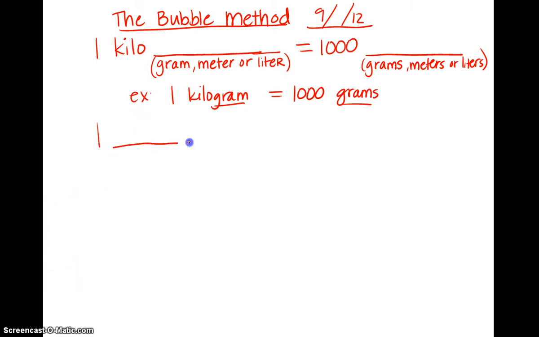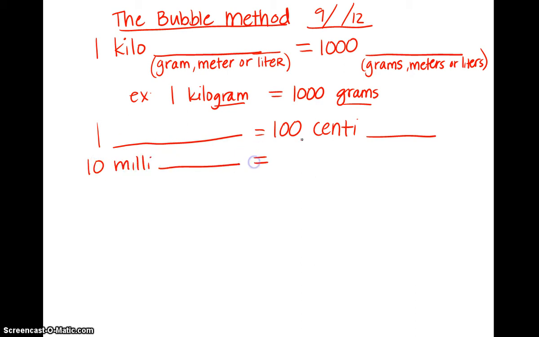Okay, so 1 gram, meter, or liter. So let's just consider meter. Remember our meter sticks? They had 100 centimeters in it. Okay, so remember this blank could be grams, meters, or liters. So for instance, 1 gram is 100 centigrams. All right, let's think of some other ones. So there was 10 millimeters in every 1 centimeter. You guys remember that? All right, so let's go ahead and start with those conversions.